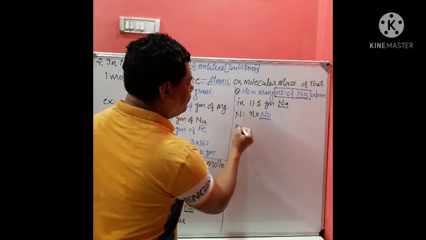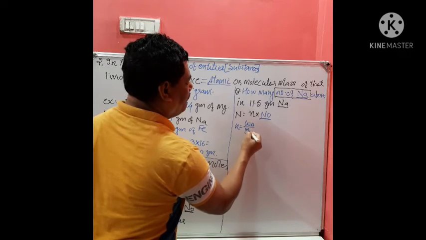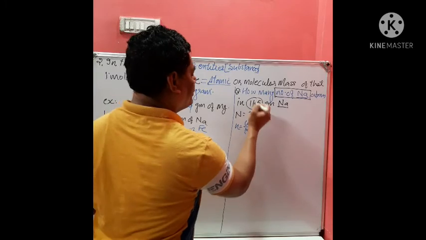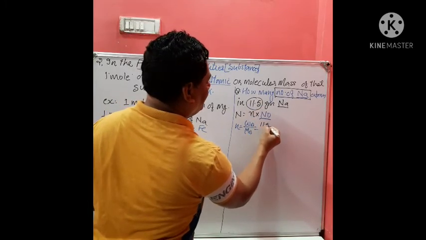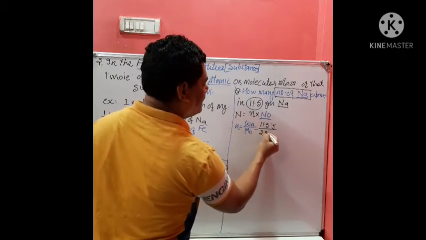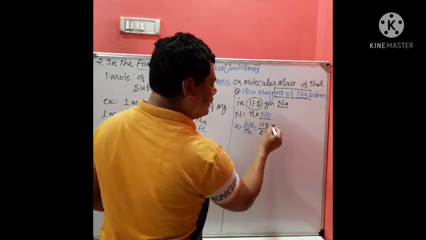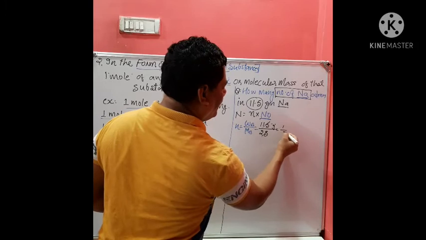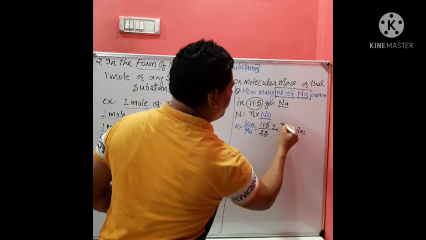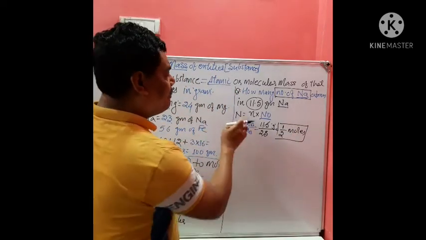To find the number of moles, that is n, we have to use WB upon MB. What is WB? Weight given. So this is 11.5 gram, divided by its atomic mass, 23 gram per mole. So now solve it. This is 1 by 2 moles. Once we find the number of moles, we can find the number of entities.